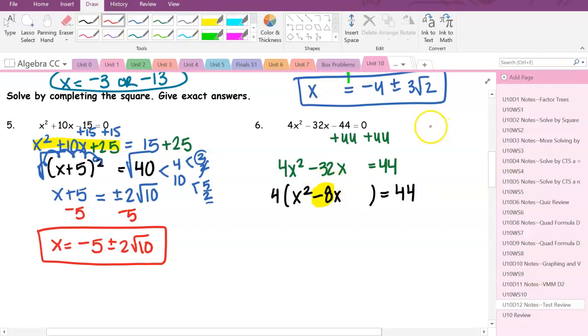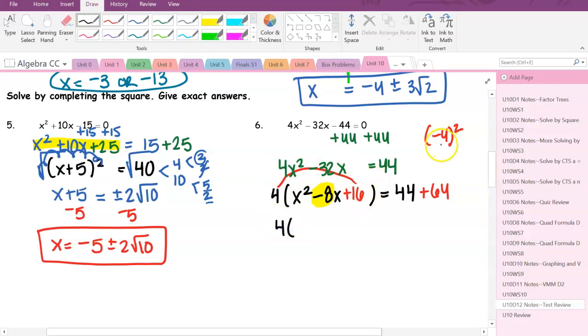So negative 8 divided by 2 is negative 4. Square it is 16. All right, but here's where you really need to be careful. I'm not adding 16 to this other side because I really didn't add a 16. I actually added a 16 times 4. So what I really added was a 64. Okay, so that's going to counteract that 64 that I added over here, even though I know it looks like I added a 16.